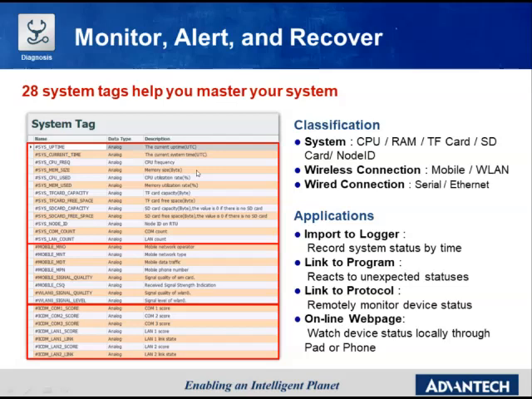As shown in the picture, Advantech 3600 supports 28 system tags to help you master your system. As you can see, for example, with the prefix sys, we could see the CPU frequency and also how much of the capacity of your SD card is used. For the wired and wireless communication, you could use the prefix dash mobile to monitor the data and the connection status of your wireless and wired communication. The user could use these system tags in their data logger to record the system status by time.